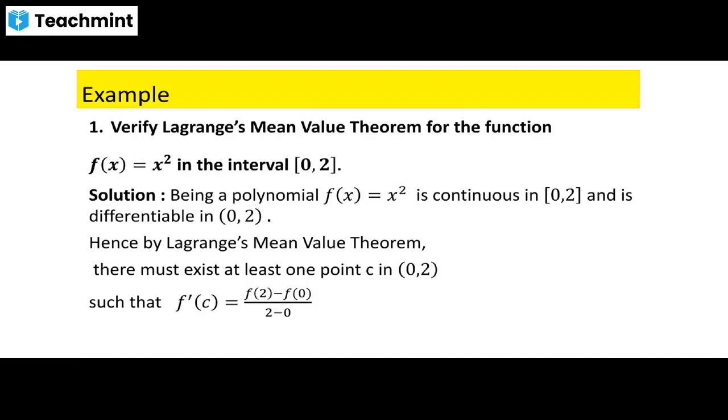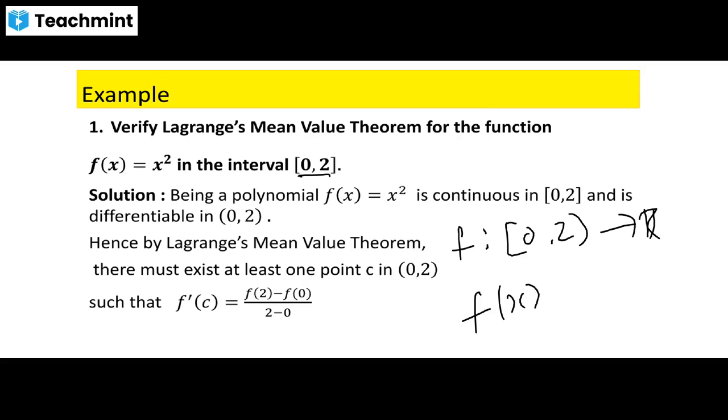Next. Now let us see the problems. Very first one, verify Lagrange mean value theorem for the function f of x is equal to x square in the domain 0 to 2. Given here, the given f is a function defined in the interval 0 to 2, which is real valued, defined by the function f of x is equal to x square.